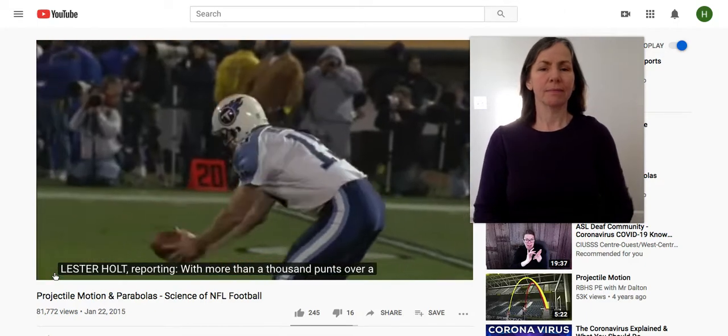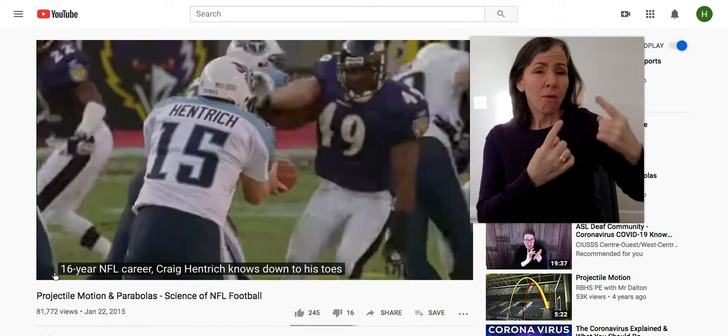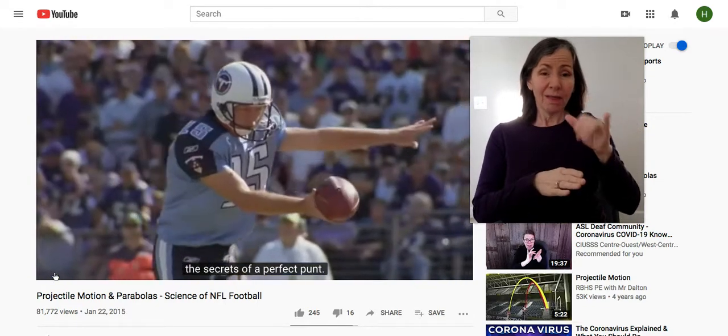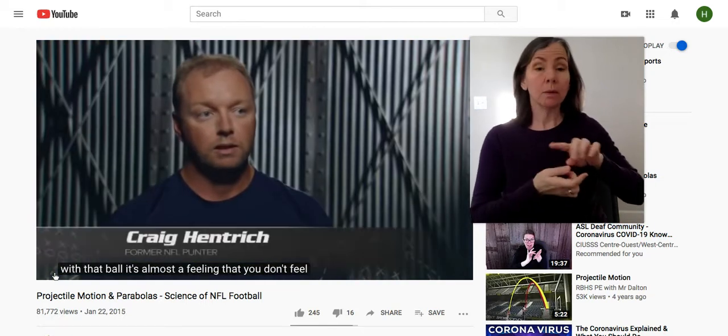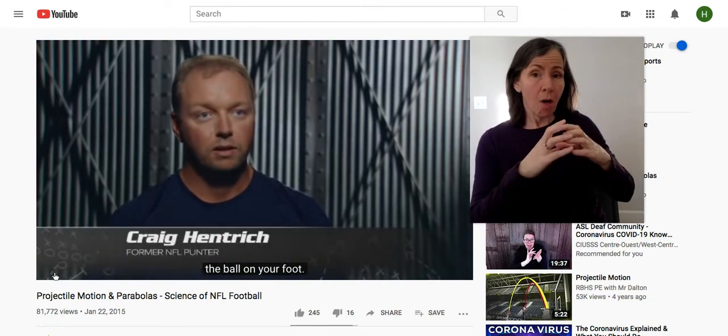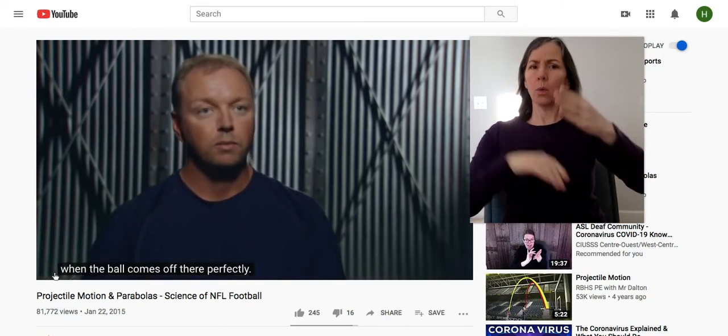With more than 1,000 punts over a 16-year NFL career, Craig Hendrick knows down to his toes the secret of a perfect punt. When you make contact with that ball, it's almost a feeling that you don't feel the ball on your foot. It's almost like you're swinging a leg at air when the ball comes off of there perfectly.